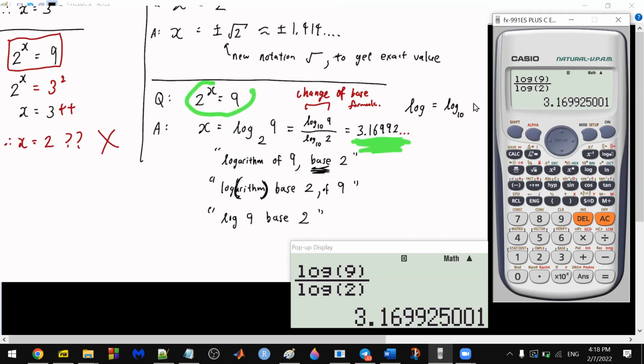Let's just accept this 3.16992 for now and just check. Do we get 2 to the power of that value of x equals to 9? Let's see. Type in the calculator for me. 2 to the power of x in this case is 3.169925001.